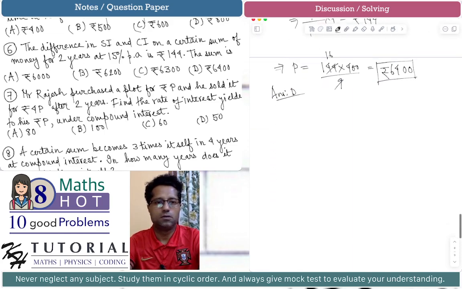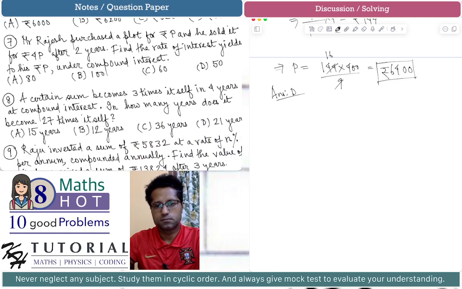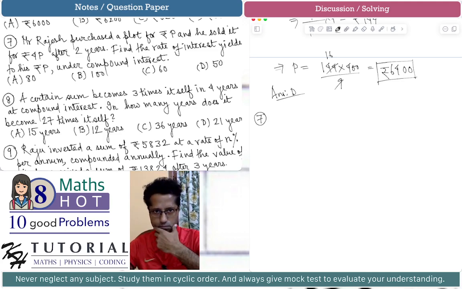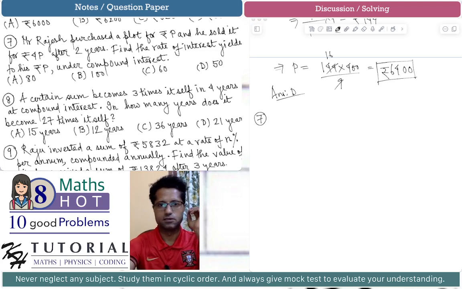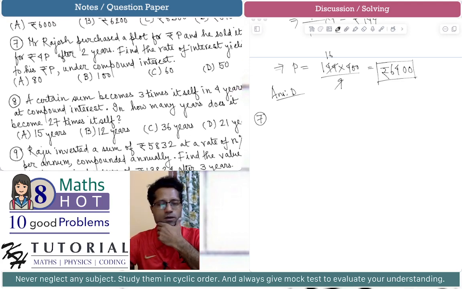Okay, let's do problem number 7. Mr. Rajesh purchased a plot for rupees P and he sold it for rupees 4P after 2 years. Find the rate of interest yielded to his rupees P under compound interest.